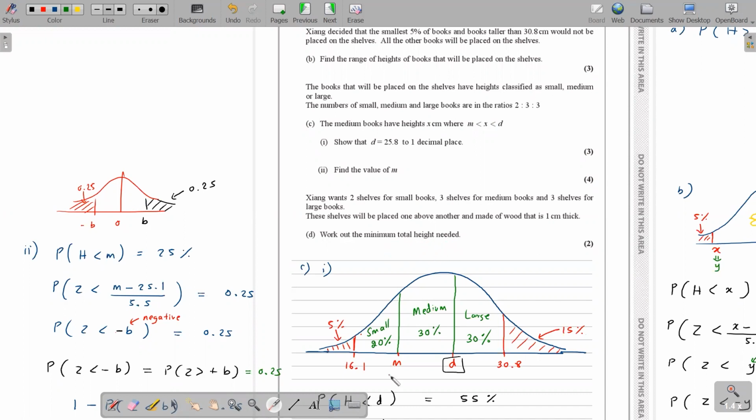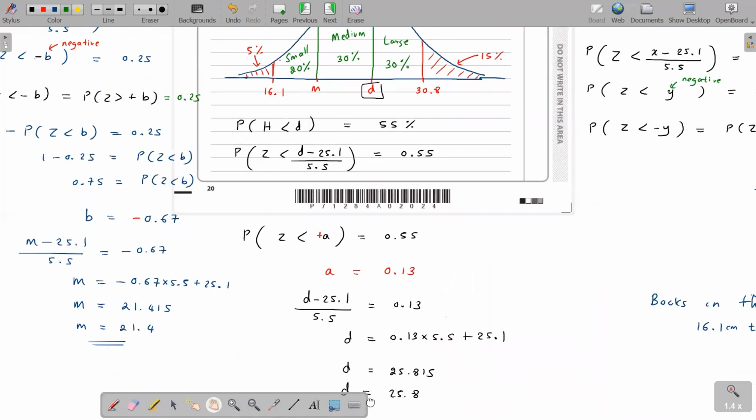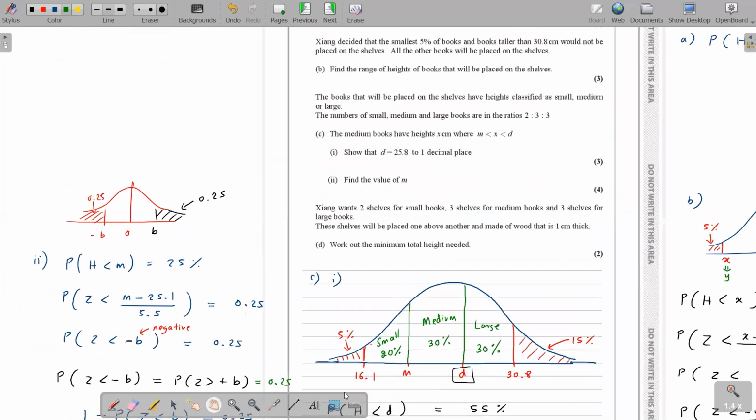The first thing you need to realize is the small books have a height until m, right? So you need to realize small books fall into the height range 16.1 to m. It means the small books have a height of m. How much is m? We found m to be 21.4 centimeters. So if you want to put small books, the bookshelf needs to have a height of 24.1. And the shelf that contains the medium books should have a height of at most d.